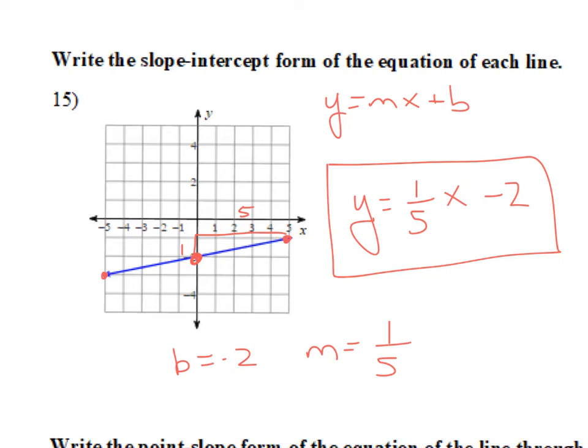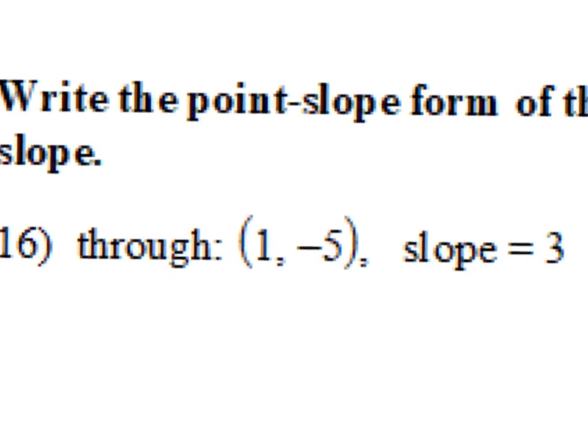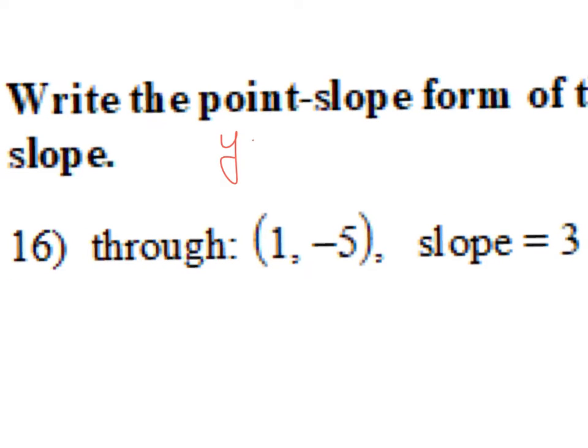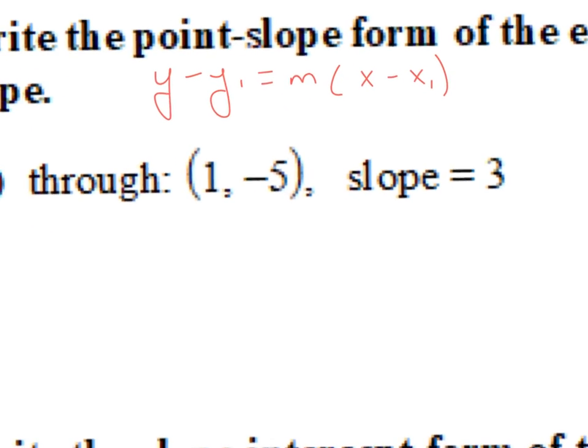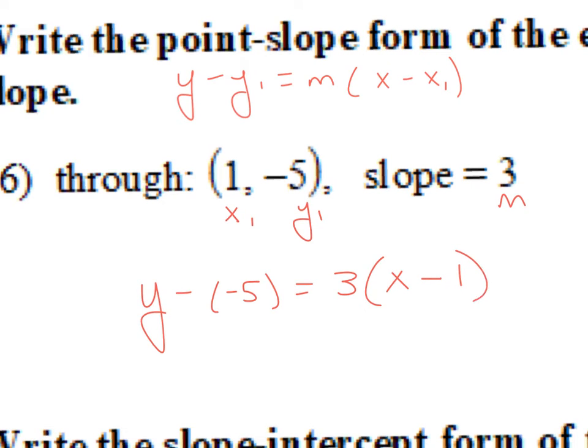And there's your answer. All right, so this one says point slope form. So review point slope. That would be y minus y1 equals m times x minus x1. Okay, so now you're just plugging in. Remember, this is your x1, y1, and then this would be your slope or your m value. So y minus negative 5 equals, your slope is 3, x minus your x value, which is 1.